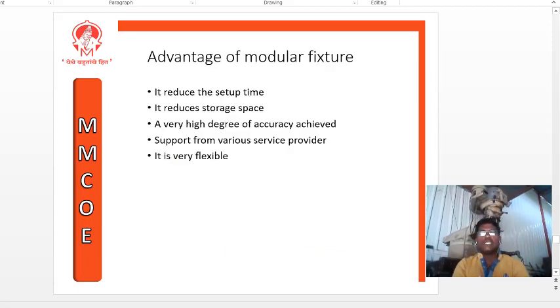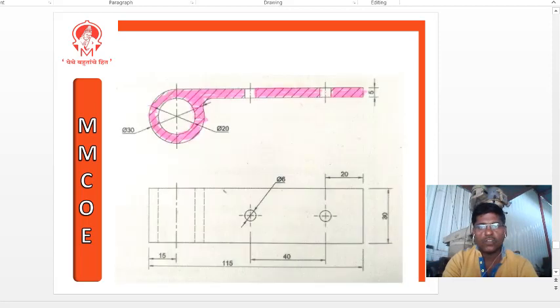Now, what are the advantages of this modular fixture? It reduces the setup time. The second advantage is that it reduces the storage space, since we use the same plates and same clamps for a number of jigs and fixtures. Next, a very high degree of accuracy can be achieved. There is support from various service providers, meaning various types of clamps and sub plates can be used for the modular fixture. It is very flexible.